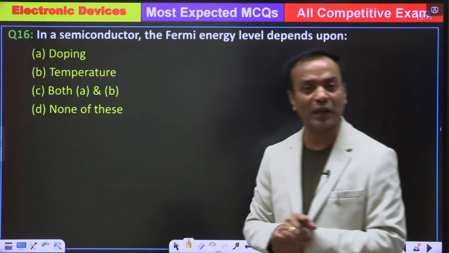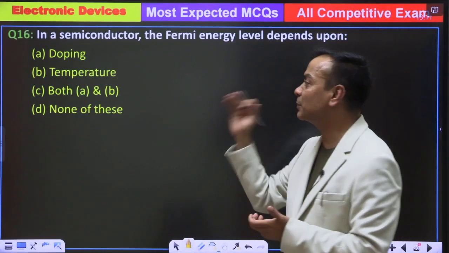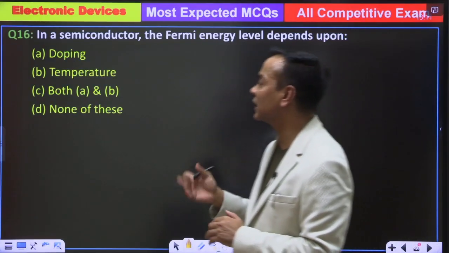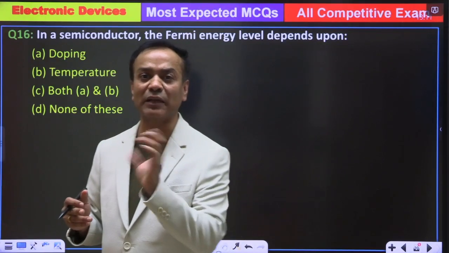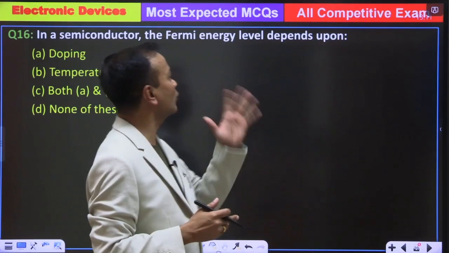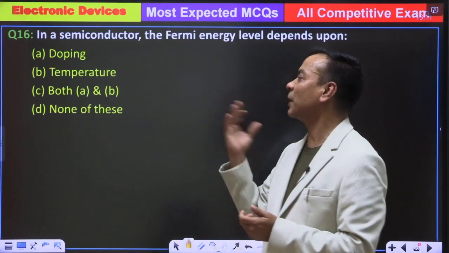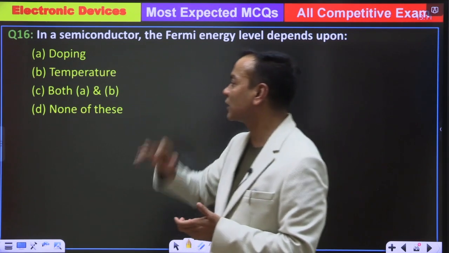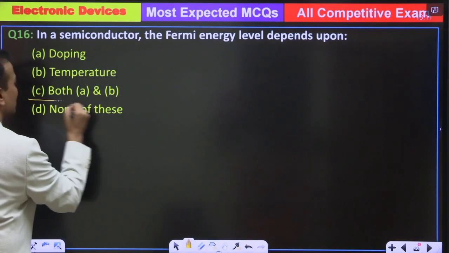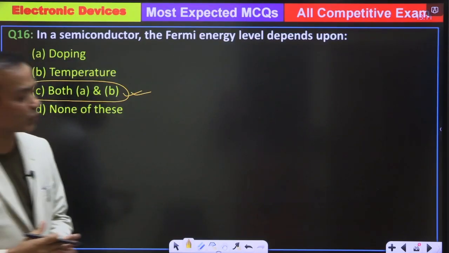So my dear friends, I would like to tell you that this Fermi energy level depends upon doping as well as temperature. When I deal with that concept, I will give you the derivation of that formula also. Then from there you can find out very easily how the Fermi energy level can be changed by changing the doping of the semiconductor or by changing the temperature. So based on that, option C is the right answer for this question. Now we'll move to the next.